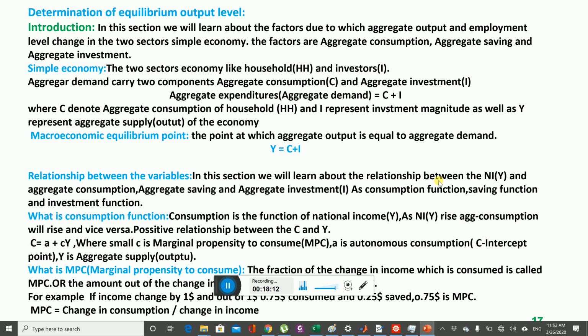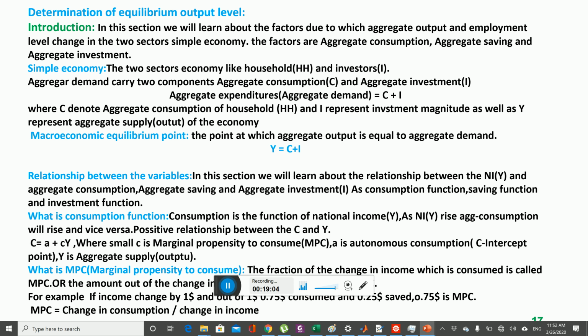In this section, we will learn about the relationship between the national income Y and aggregate consumption, aggregate saving and aggregate investment, as the consumption function, saving function, and investment function. This simply means that in this section we are going to relate aggregate consumption with national income, aggregate saving with national income, and aggregate investment with national income. We are discussing one by one, first the relationship between aggregate consumption and national income as a consumption function. What is the consumption function? Consumption is a function of national income. This is a simple function, and a function defines the relationship between two variables.